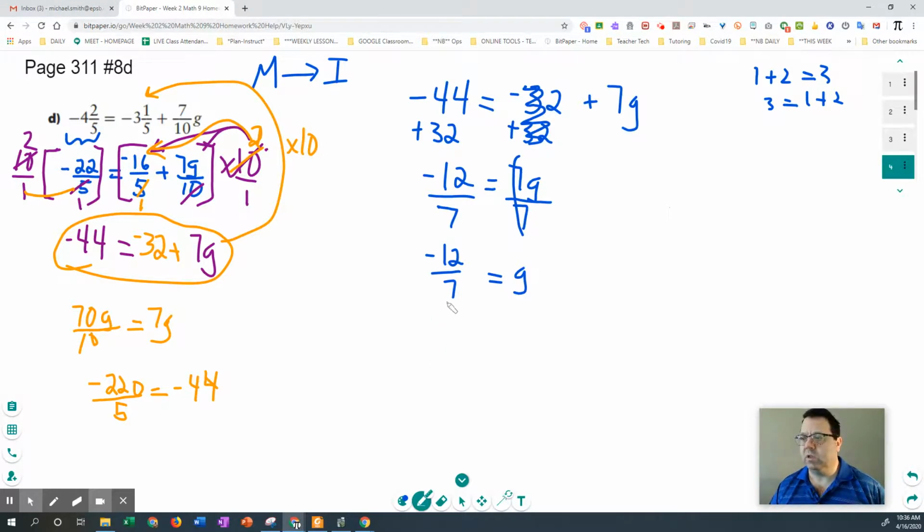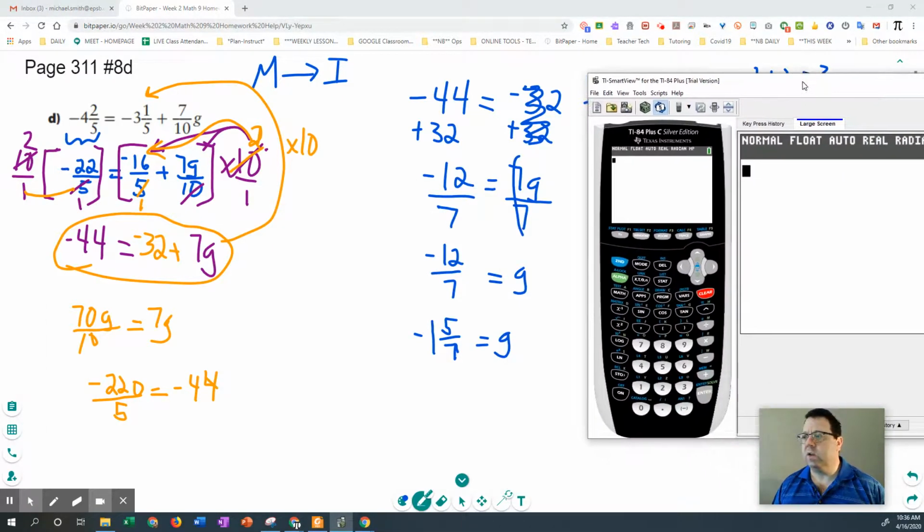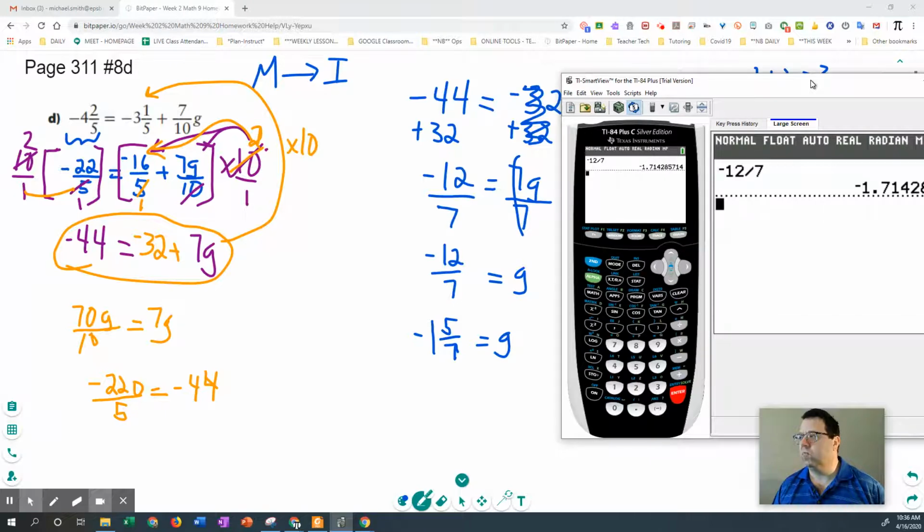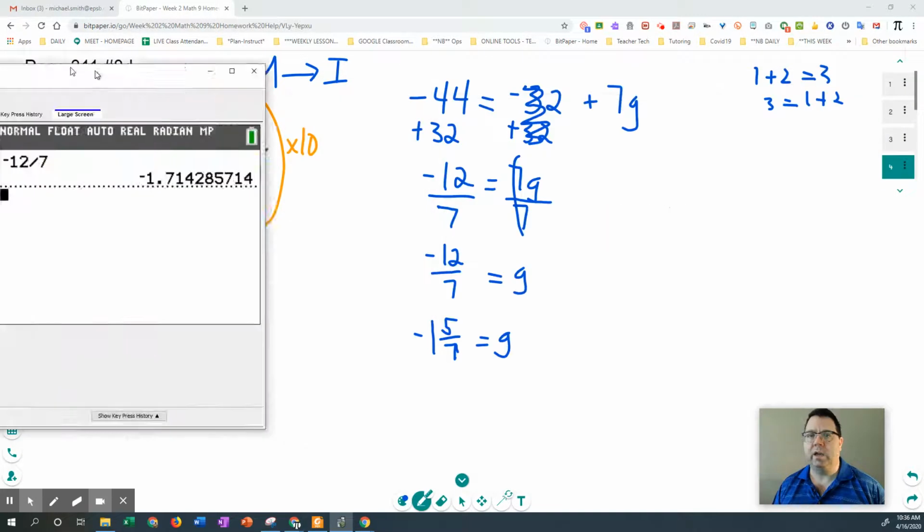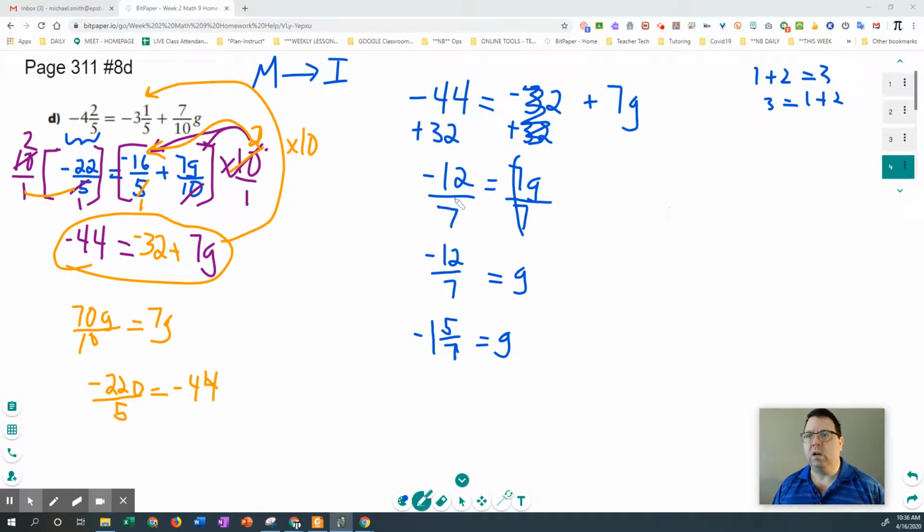Now that can be changed to a mixed fraction, so that would be negative 1 5/7 is equal to g. And if you really wanted to, you could divide this. You could say negative 12 divided by 7, and that's equal to negative 1.714. Okay, I'm going to pause it here, and we'll do the next question.